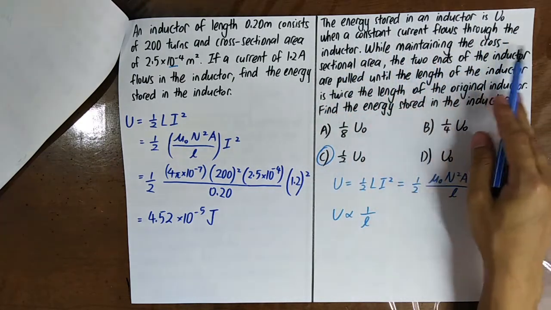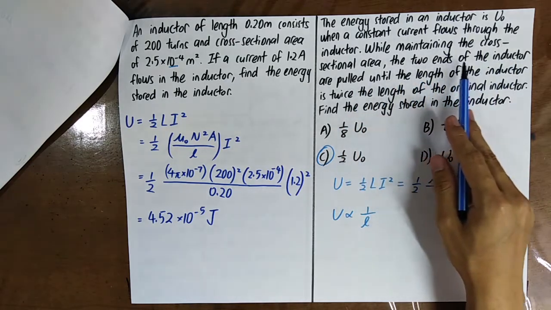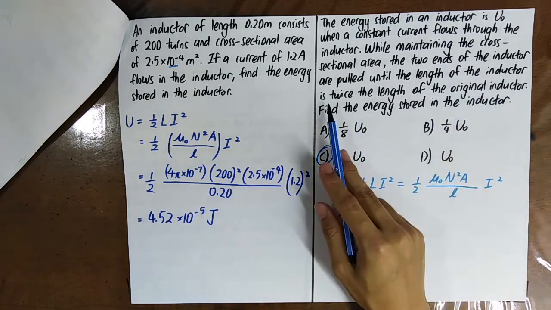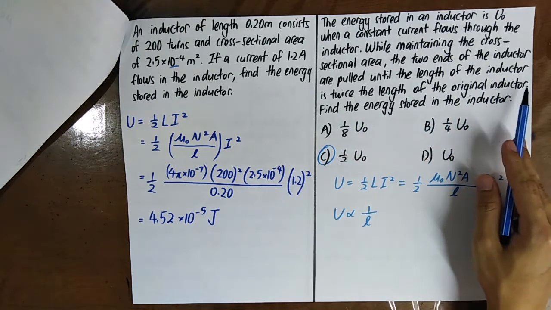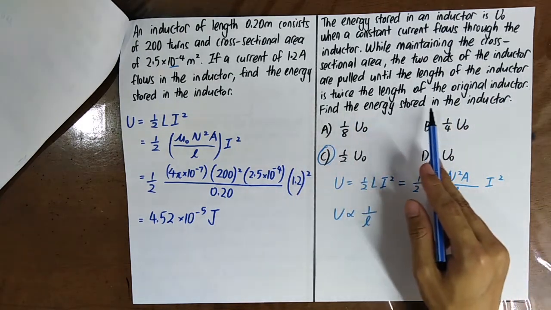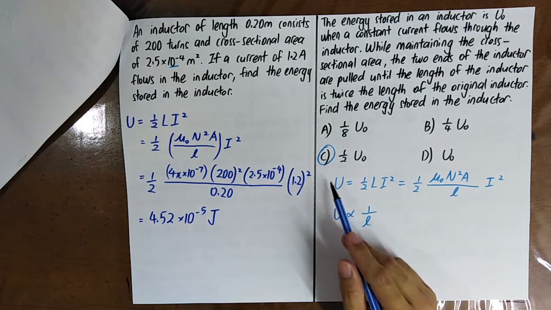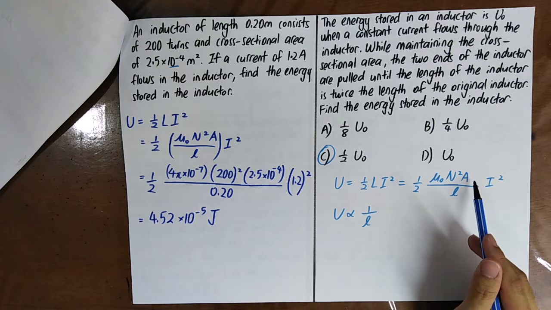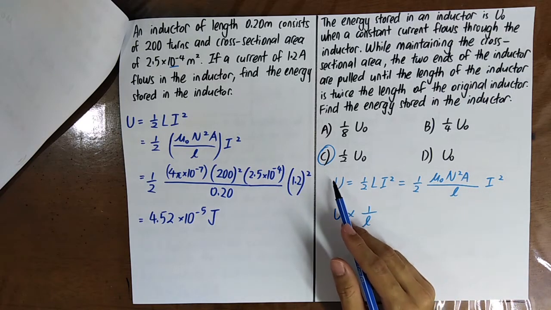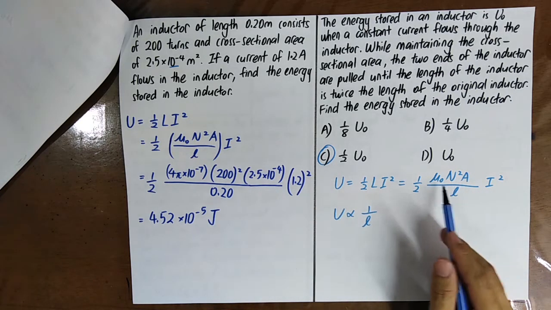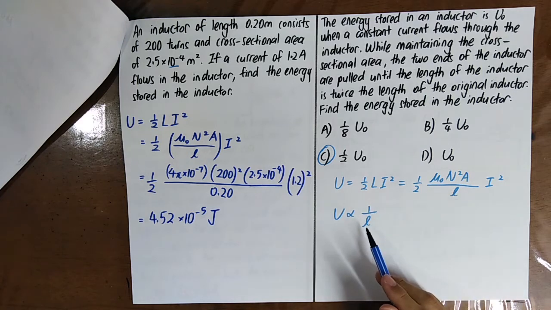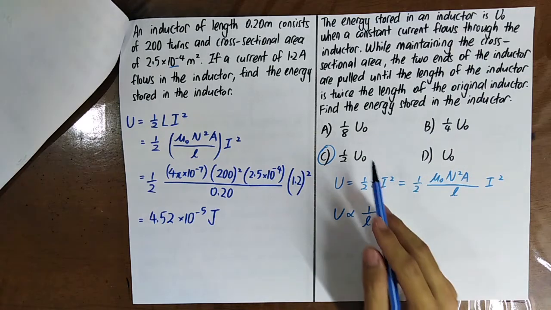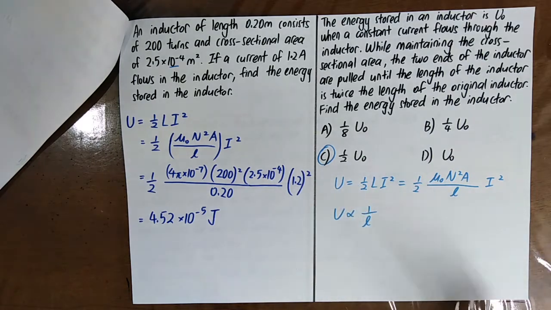While maintaining the cross-sectional area, the two ends of the inductor are pulled until the length of the inductor is twice the length of the original inductor. Please find the energy stored inside the inductor. You know that energy stored is half L i squared, and then L is mu naught n squared A over l. So you know that the energy stored is inversely proportional to the length of the solenoid. So when the length becomes double, the energy is halved.